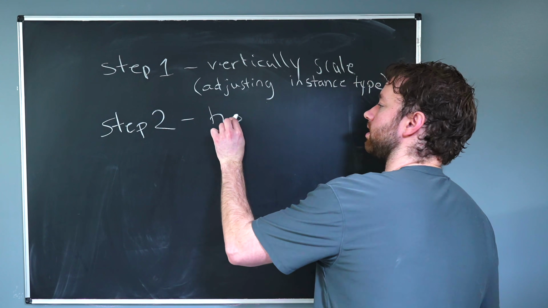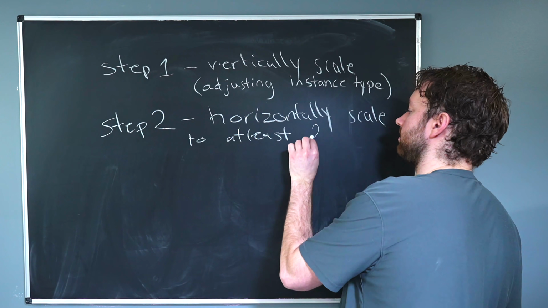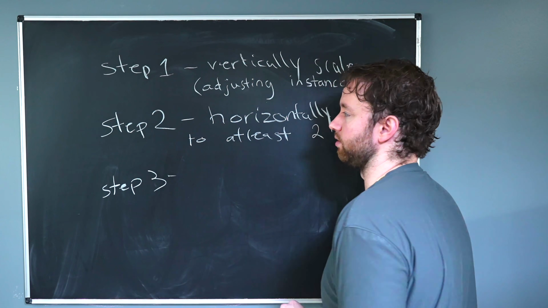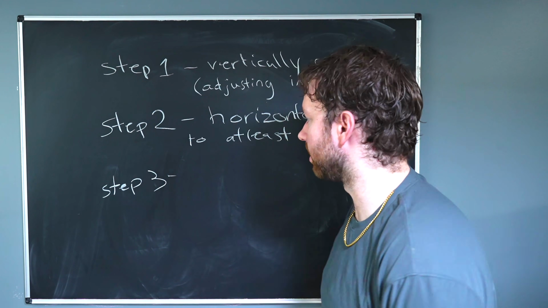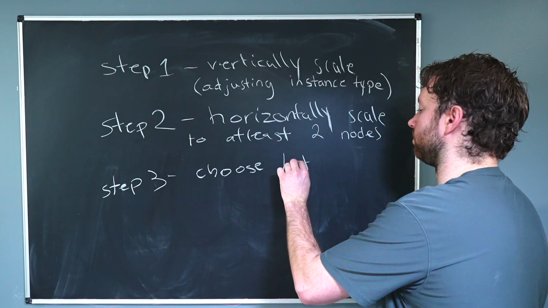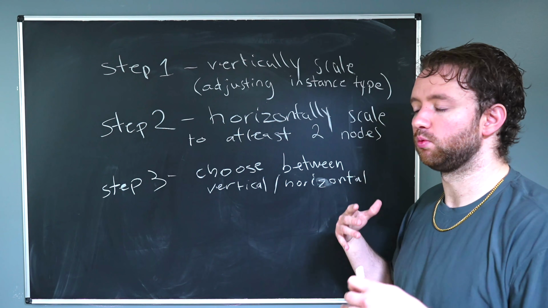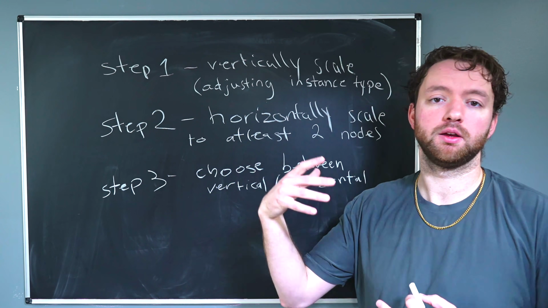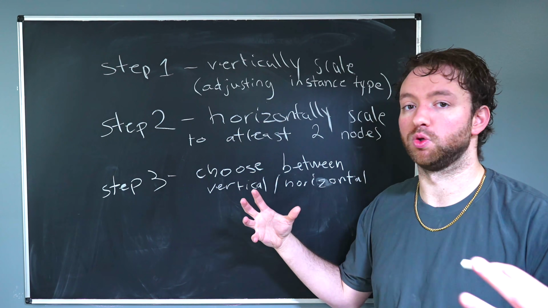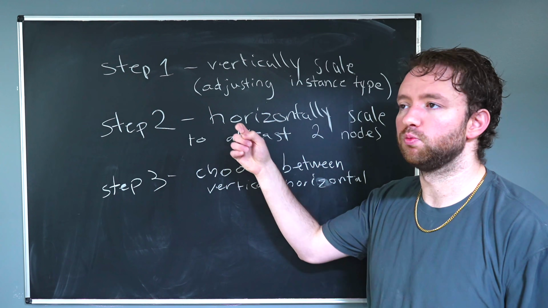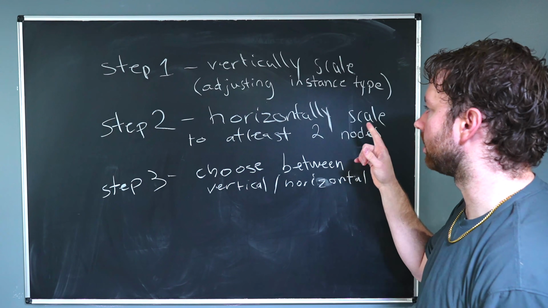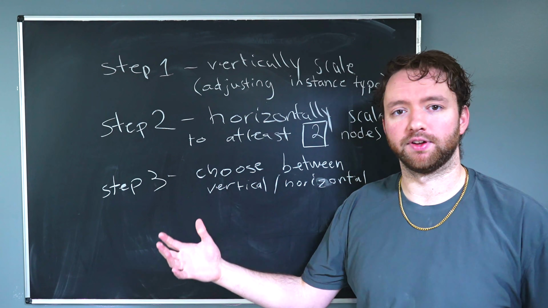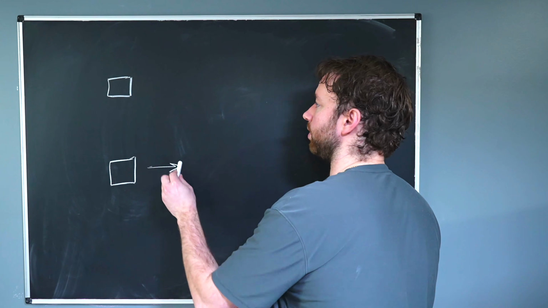Step 2 is to horizontally scale to at least 2 nodes. So we're going to talk about why this is important, but just to give the full step-by-step here, you can then choose between vertical or horizontal. Once we get to step 3, we have a good setup, a good starting point, and then you can decide if you want to get better servers or expand to more servers. But you definitely want to do step 2 here, because if we horizontally scale to at least 2 nodes, then we have failover, higher availability. So let's go through both of these scenarios.